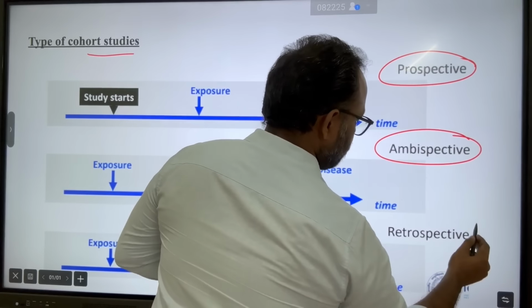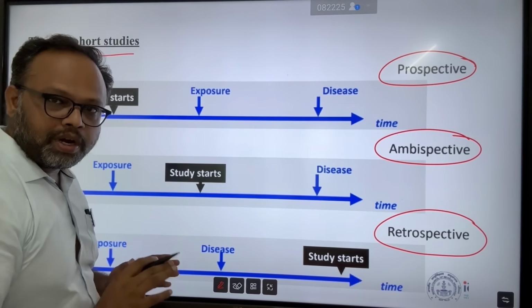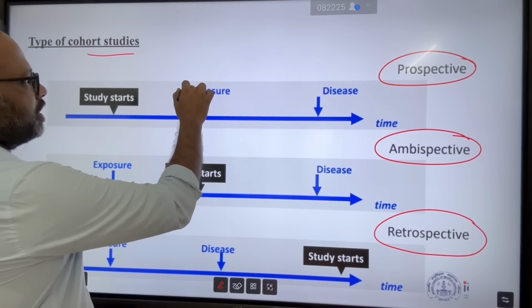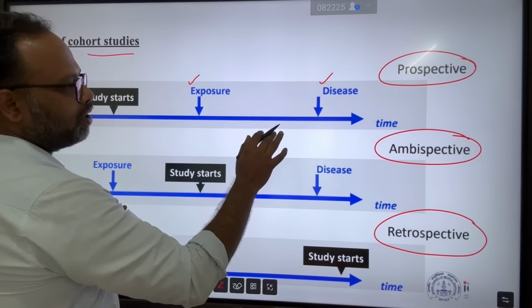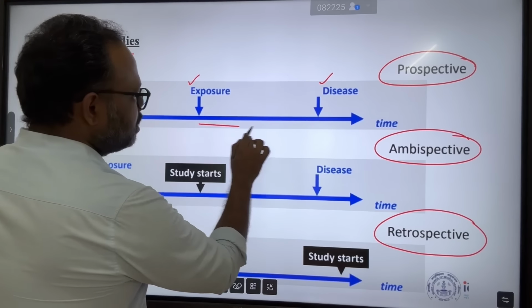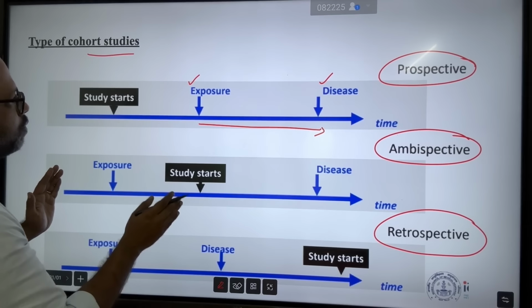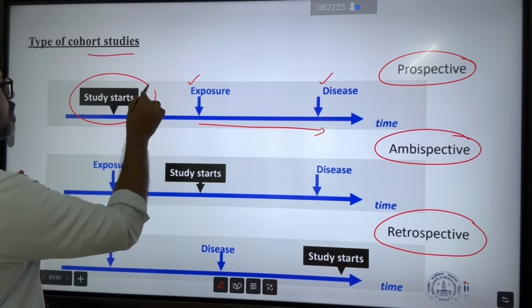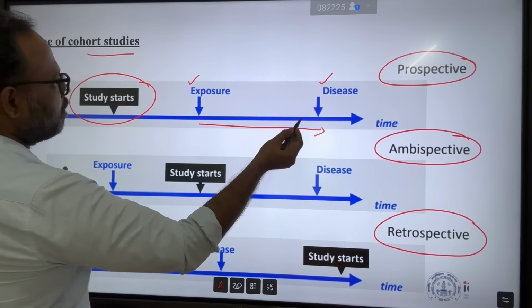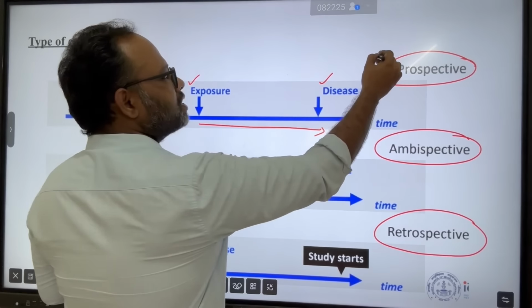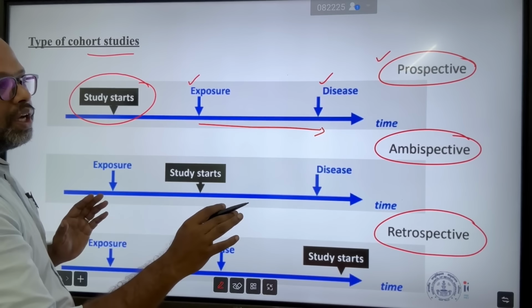prospective, ambispective, retrospective. The basic principle of a cohort study is that it starts from exposure and looks for the outcome or the disease, and the direction will be from the exposure to disease. Suppose we start the study before the exposure and the disease or the outcome has occurred, then we call that a prospective or forward-looking cohort study.